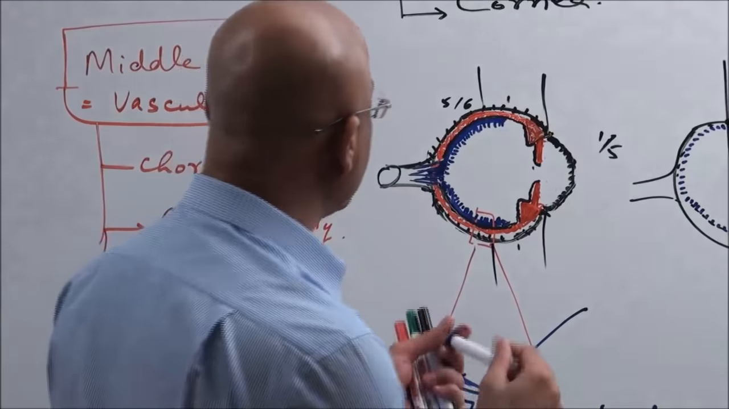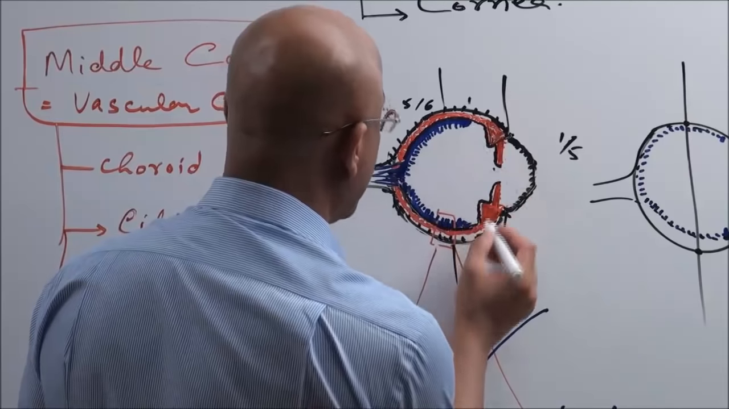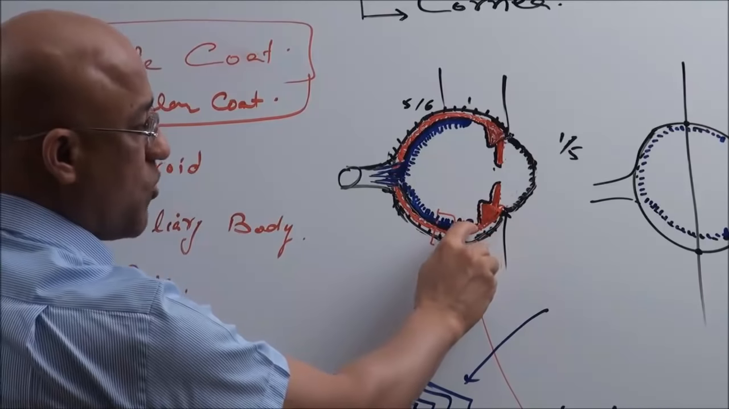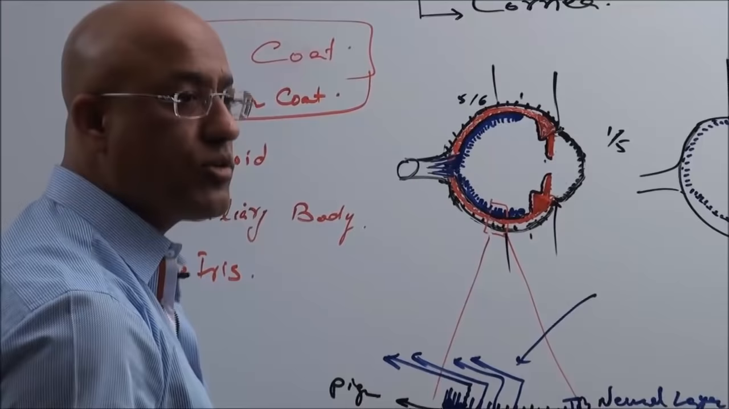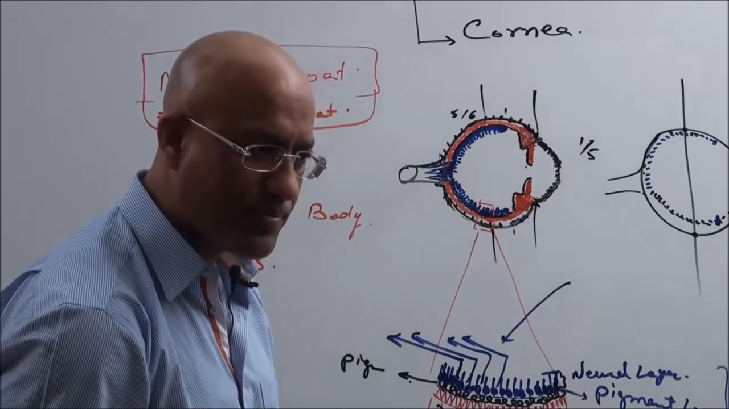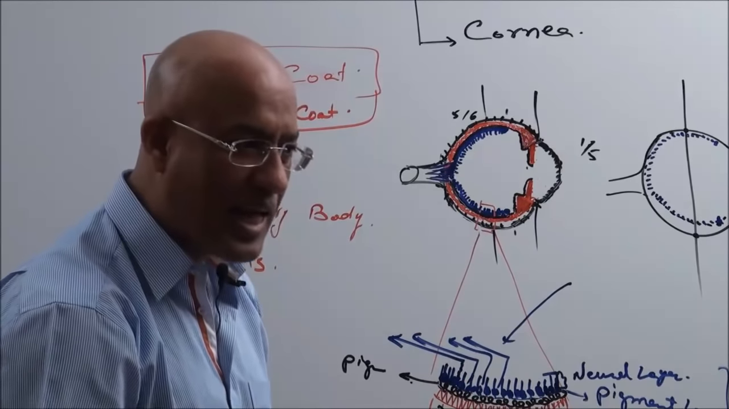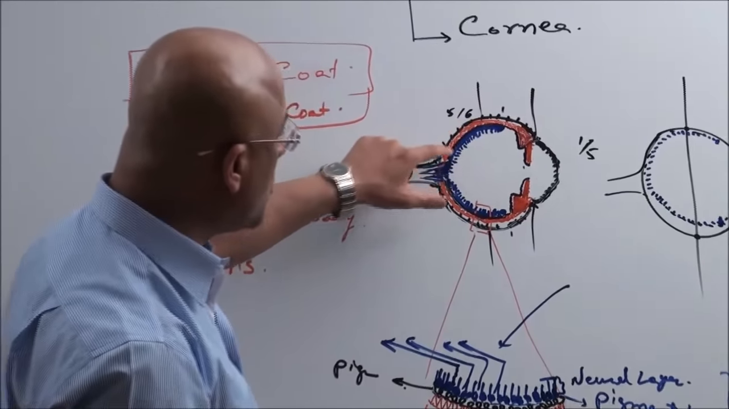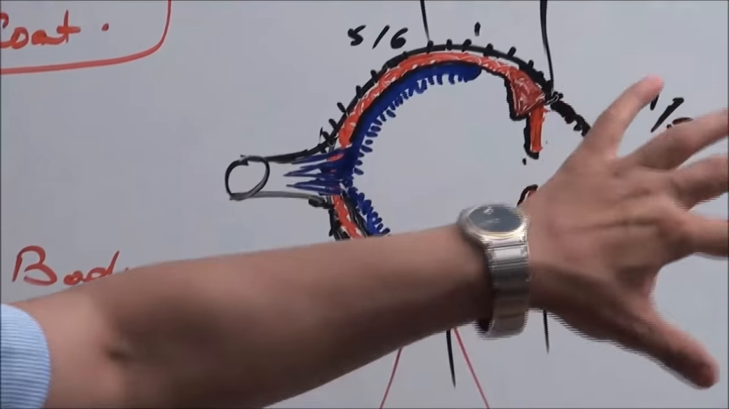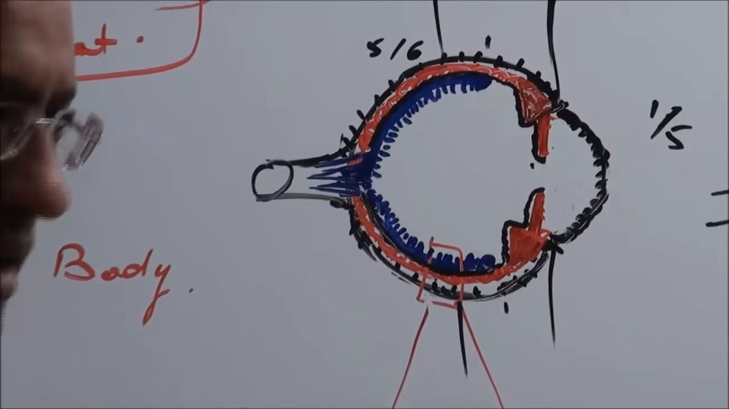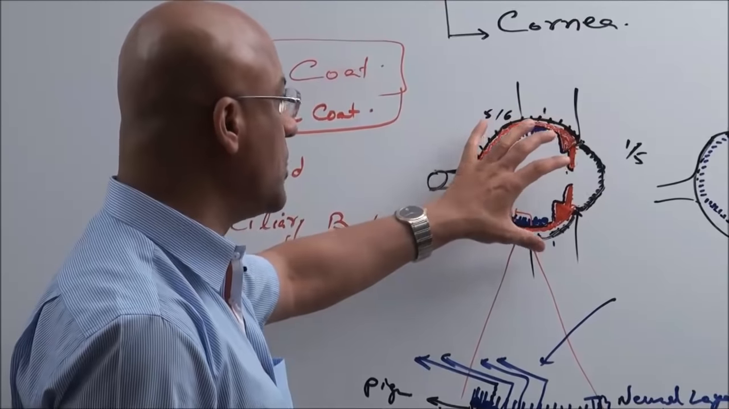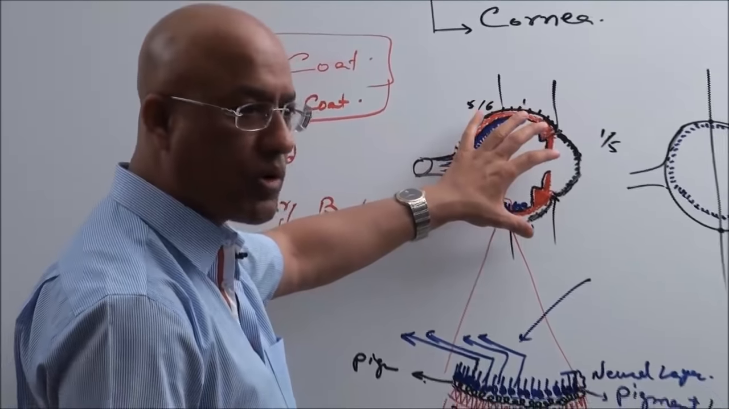Now the point where the rods and cones terminate, it means that forward of this, the retina is not sensitive to light. Only this part where the rods and cones are present is sensitive to light stimuli. Am I clear? Any question up to this? No. So I will briefly review the basic structure of the eyeball up to now.